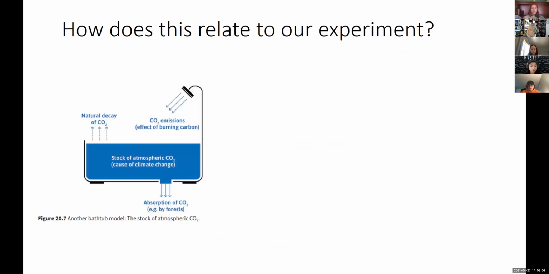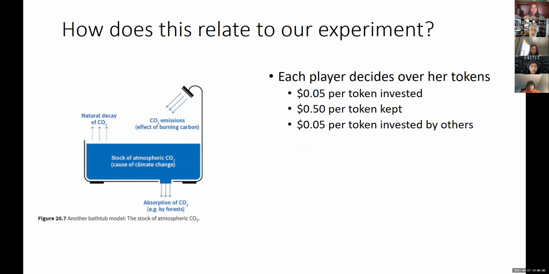So we have that. And with that, you may remember that we played a particular experiment in which you had 10 tokens that you could invest or keep. And depending on the tokens that you invested or kept, you would make different earnings.